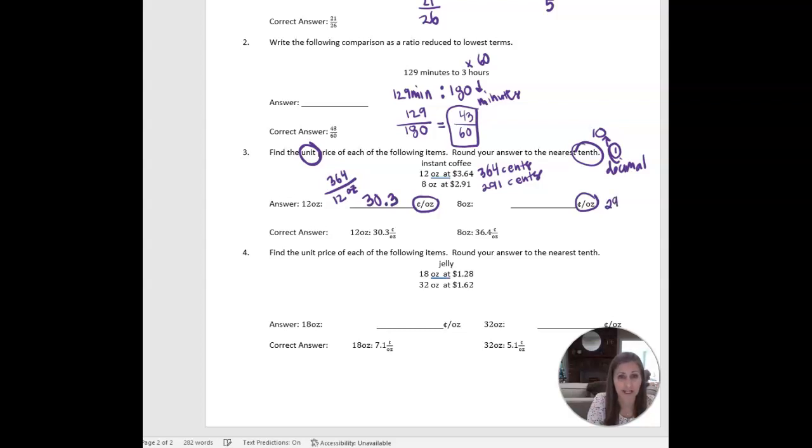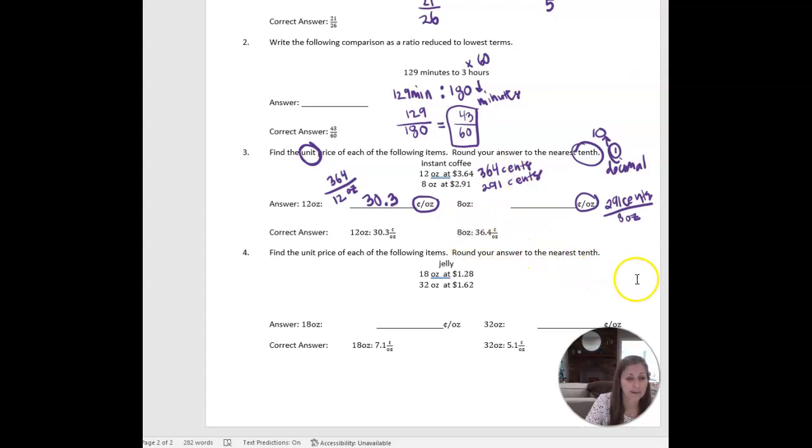So 291 cents divided by my unit, which is 8 ounces. And you'll put that in your calculator, you round, and it'll be 36.4. So the question is, well, it didn't ask you this question, but this is a better buy. This is only 30 cents per ounce, where this is 36 cents per ounce. That's a pretty big difference. So you're getting more bang for your buck with that 12-ounce thing of coffee.